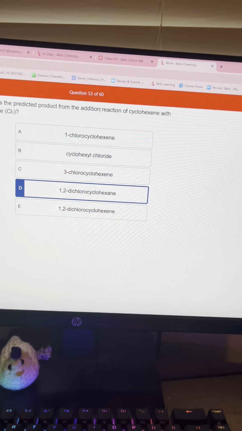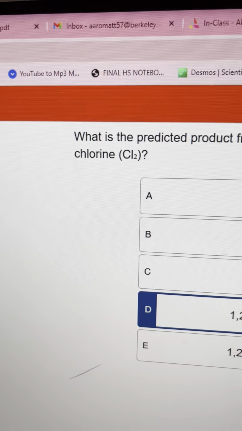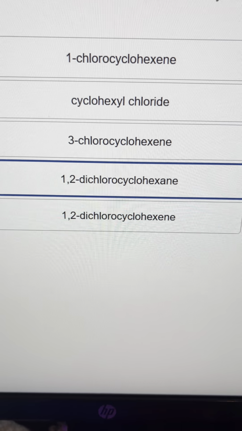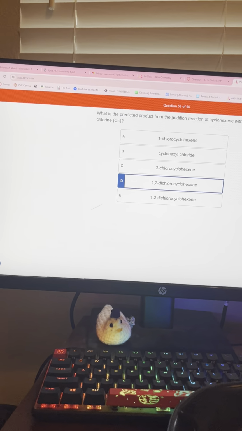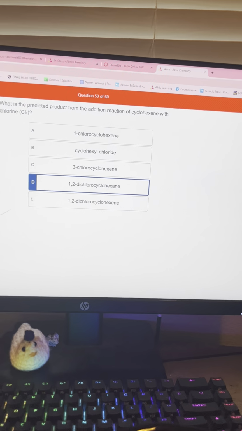Because remember, reactions take away the double bonds. But since it's being added to chlorine, we put the dichloro in there. And remember, it's cyclo, so dichlorocyclohexane. And the chlorines have to be next to each other, because just like we saw in the last one, the chlorines are going to get added next to each other. So we missed that one.